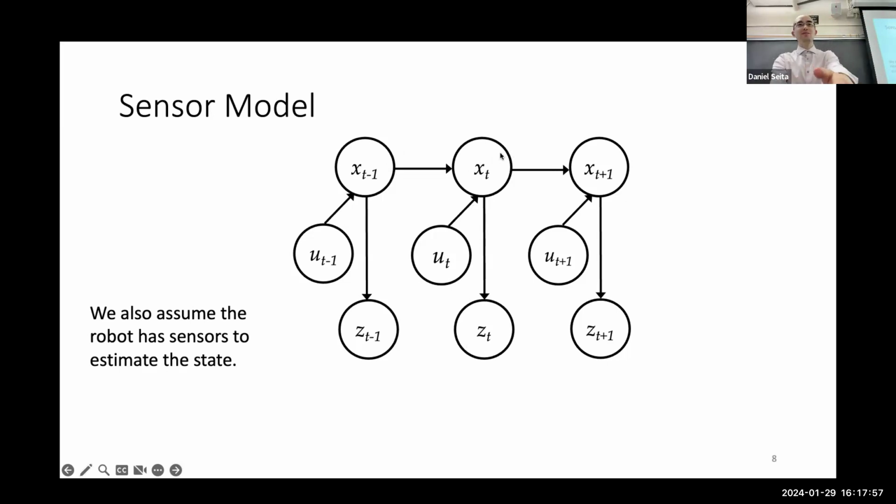So you should think of this Bayes net as extending out to the left all the way to 0, and then going forward as long as we run this model.